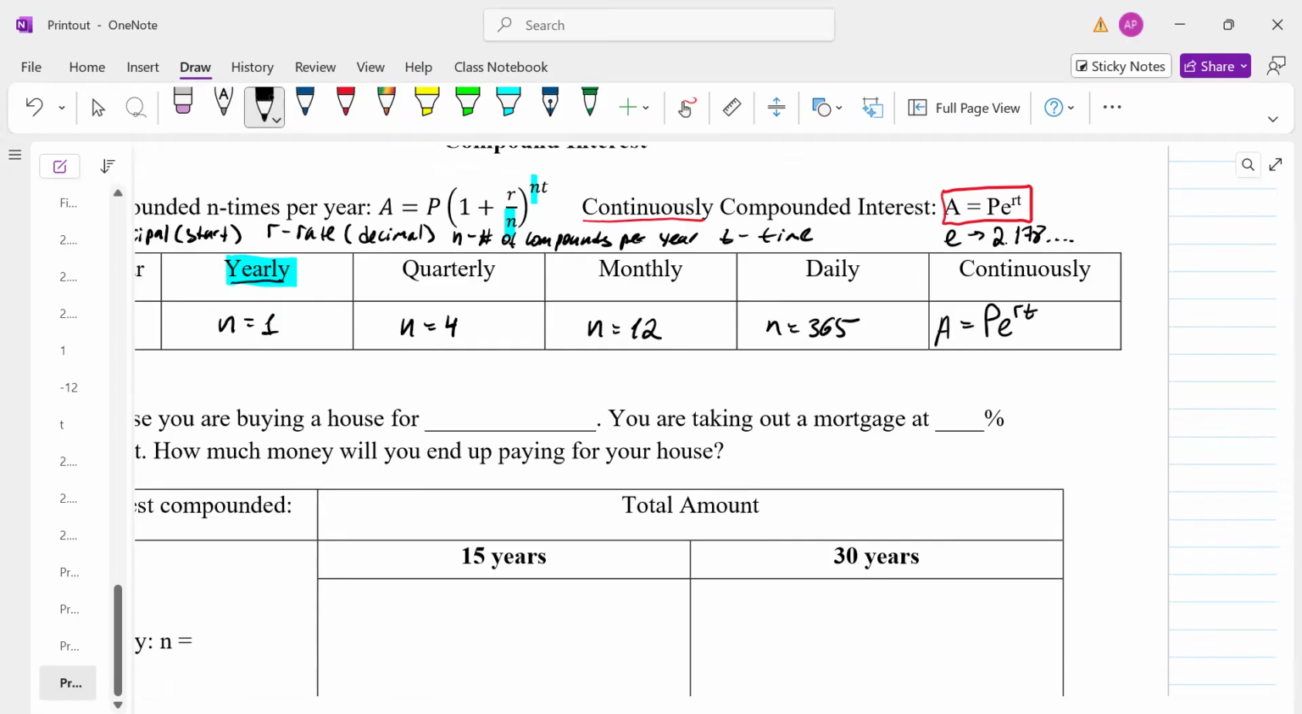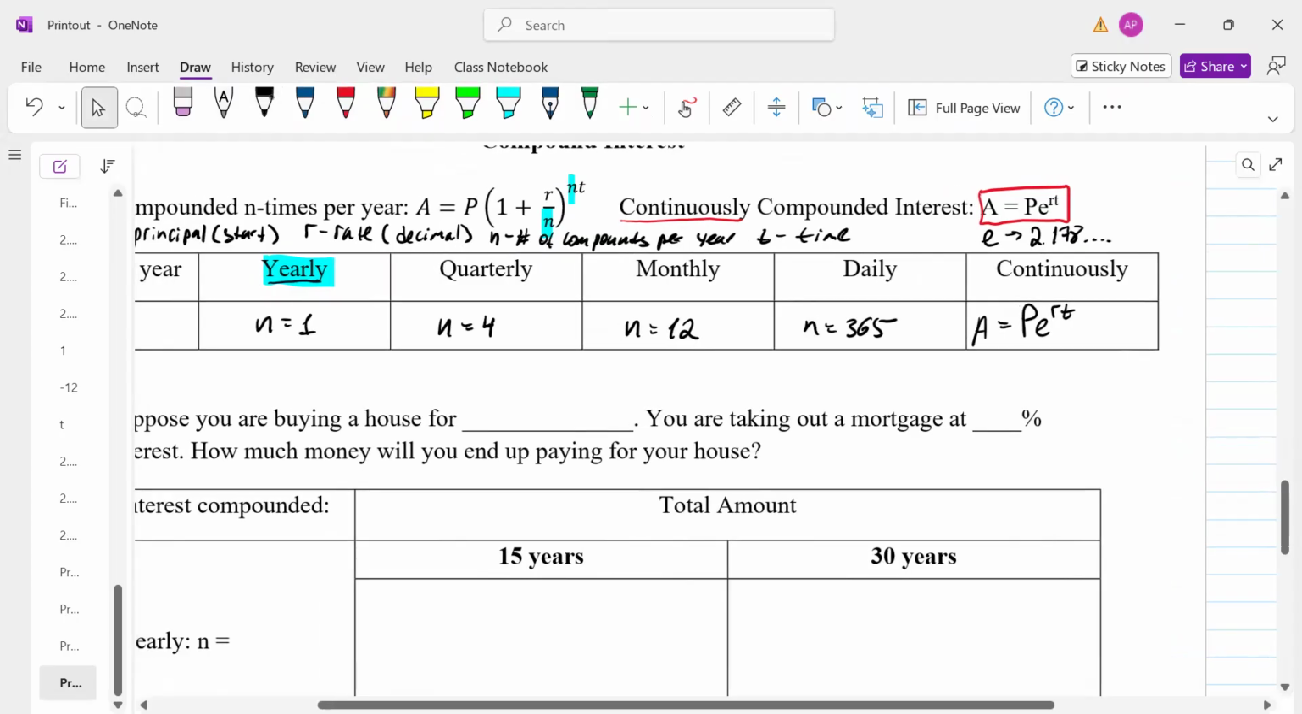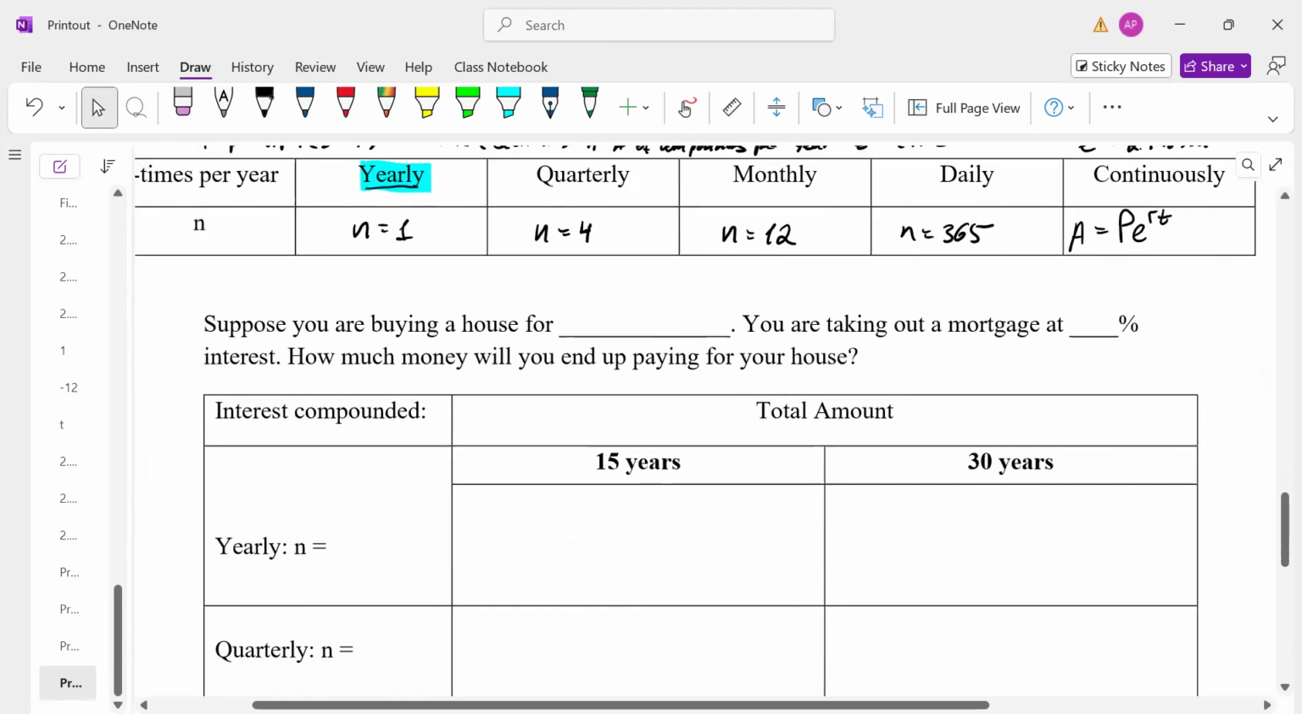Technically, the way we get it is by n going to infinity, and it just happens that when n goes to infinity, the argument approaches 2.718. Okay, so let's look at our first example.